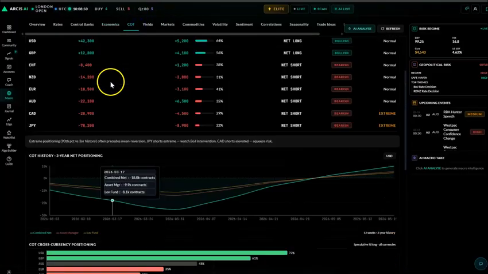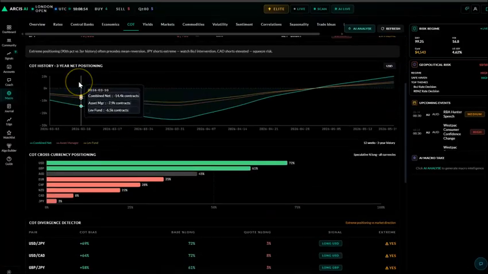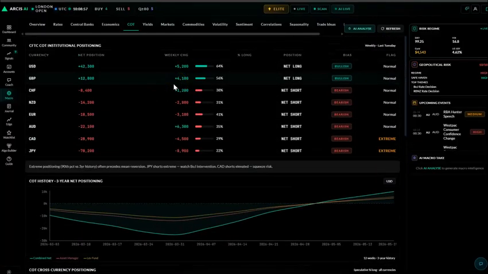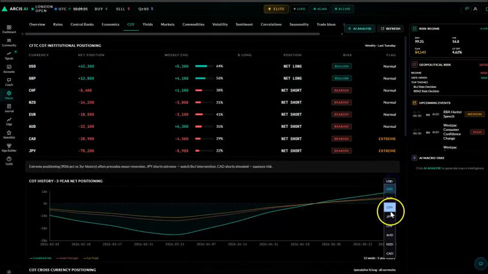Then we have COT, so a lot of traders look at this COT data. We have the 3-year net positioning, and you can change the currencies here.